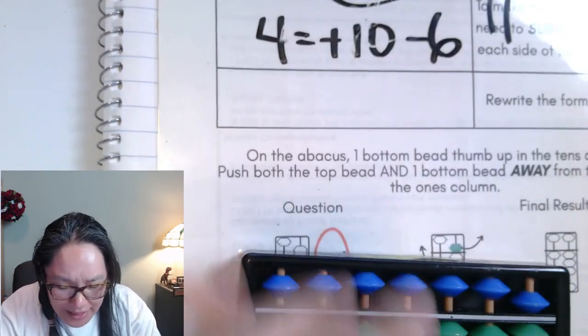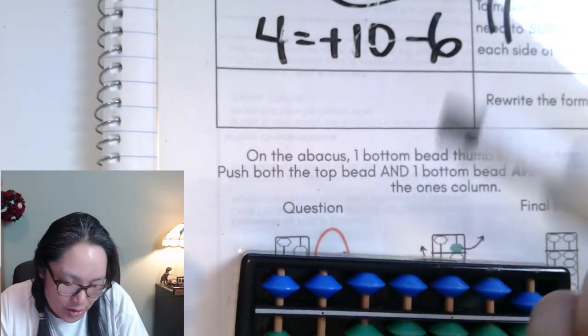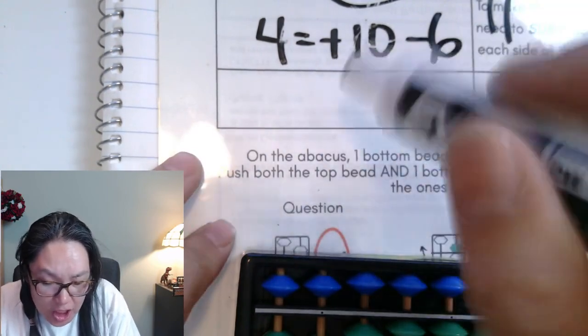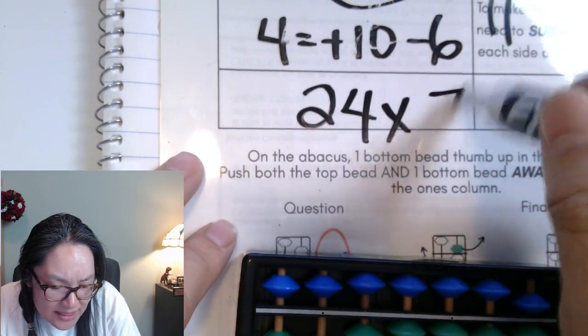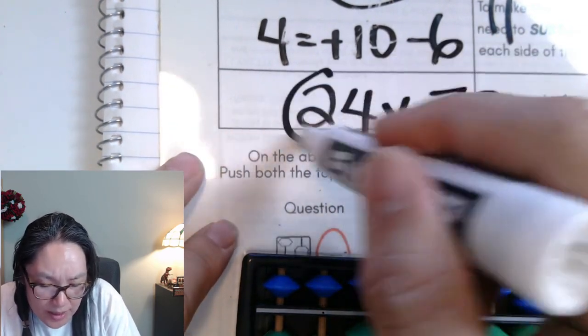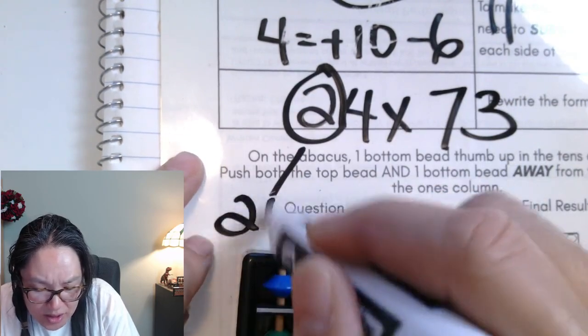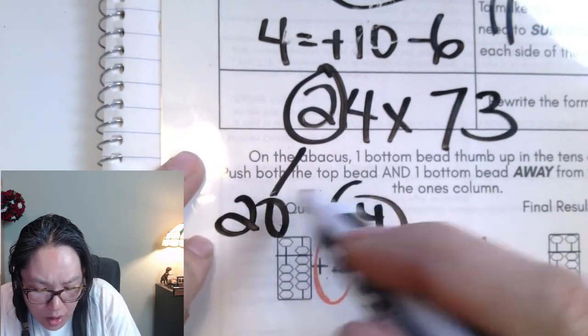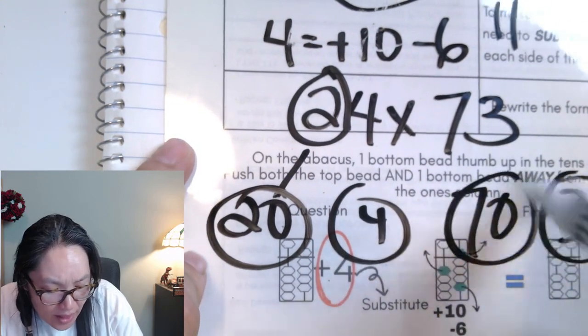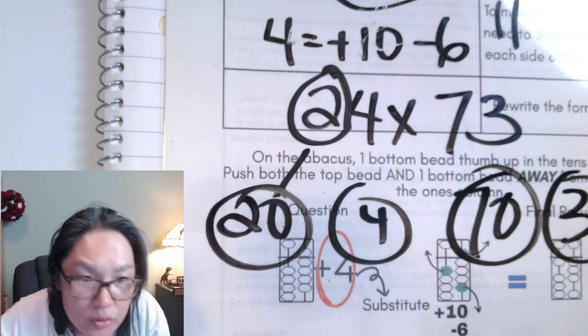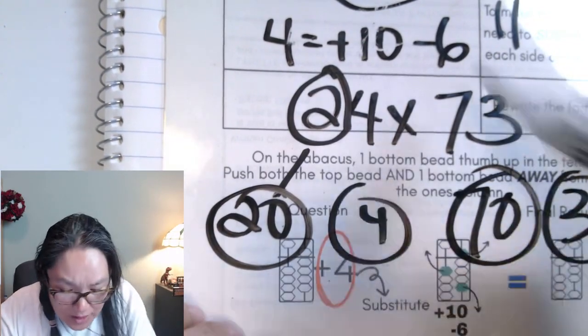There was one presenter, and she started breaking up the question. She said 24 times 73. And so we're going to break this up into 20 and 4. Okay, now we break this up into 70 and 3. And I'm like, why are you doing all of this? What's the point of doing this?